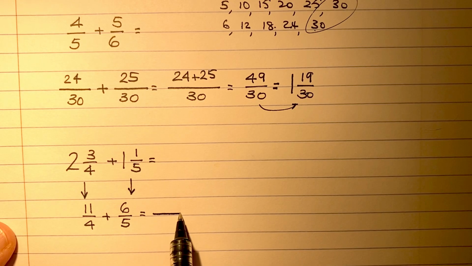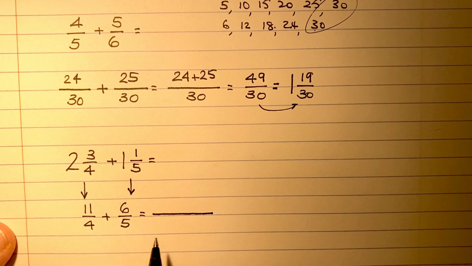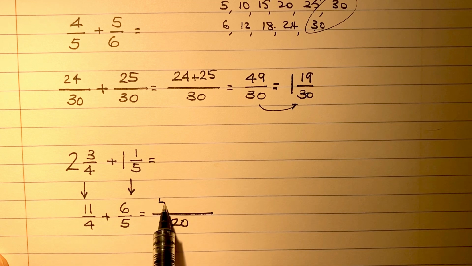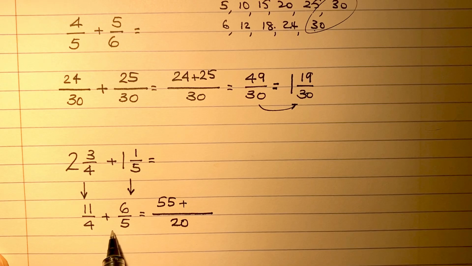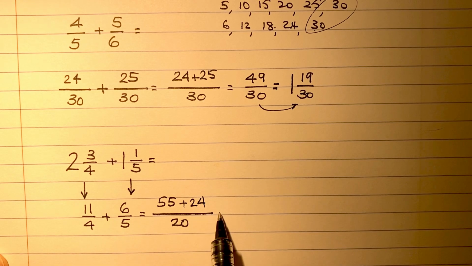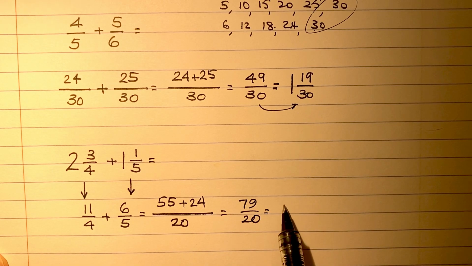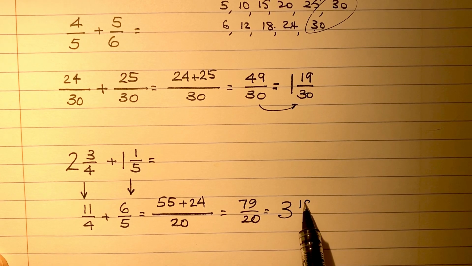Now, normal addition of fractions. The common denominator for 4 and 5 will be 20. Divide, that would be my method. 20 divided by 4 is 5. 5 times 11 is 55. Plus 20 divided by 5 is 4. 4 times 6 is 24. So that's 79 over 20, which is, 20 goes into 79 3 times. That's 60 with 19 left.